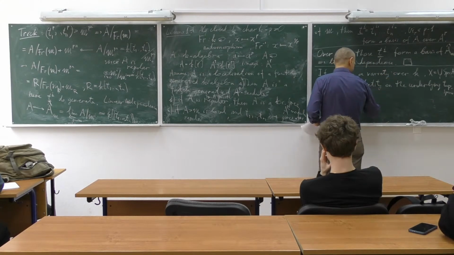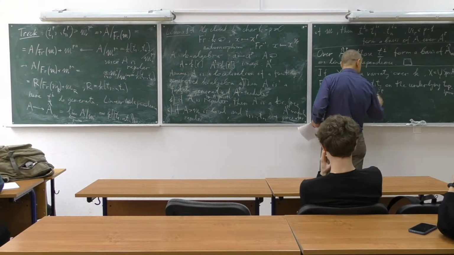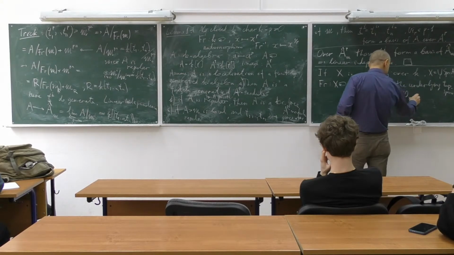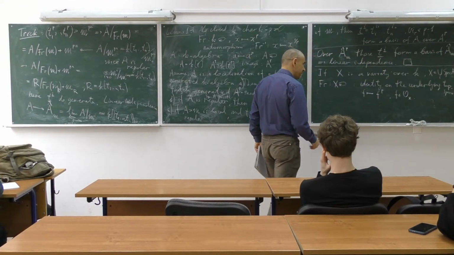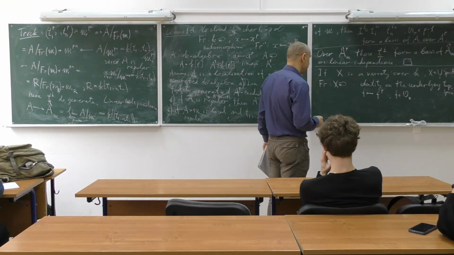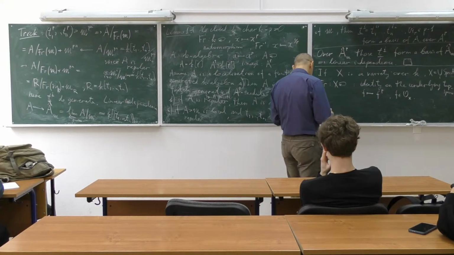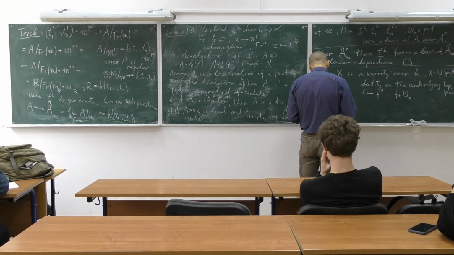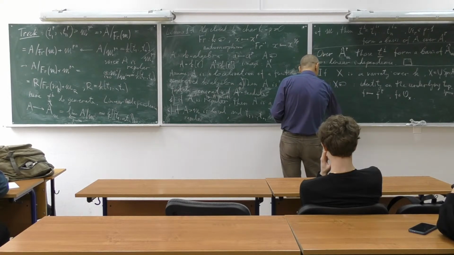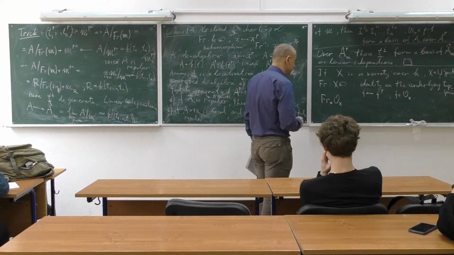Just raising to p-th power on the level of functions. f goes to f to the power p for local functions. Okay, this is our Frobenius morphism, and then we can consider the push forward of the structure sheaf under this morphism.